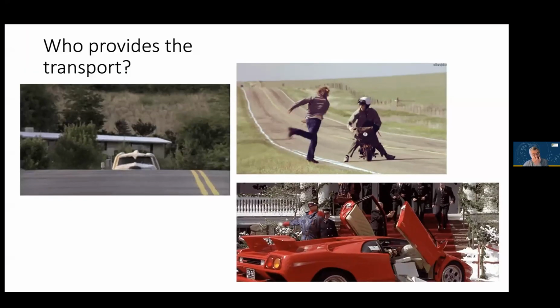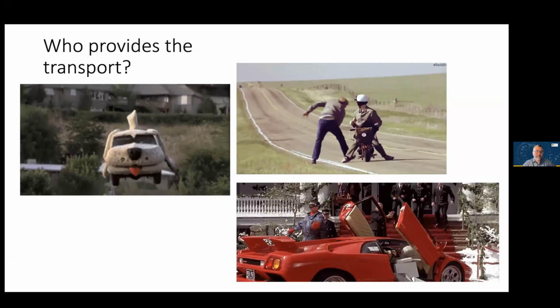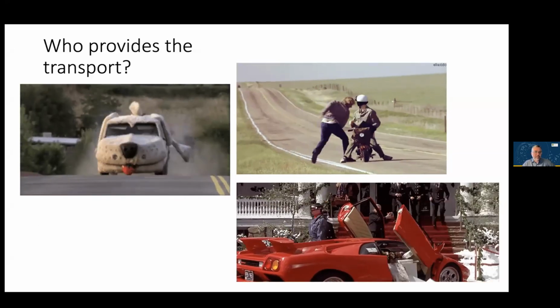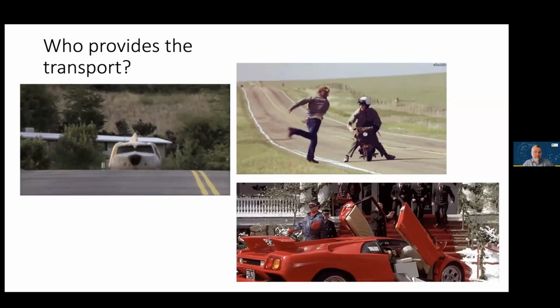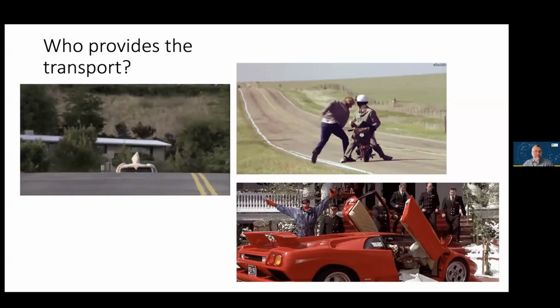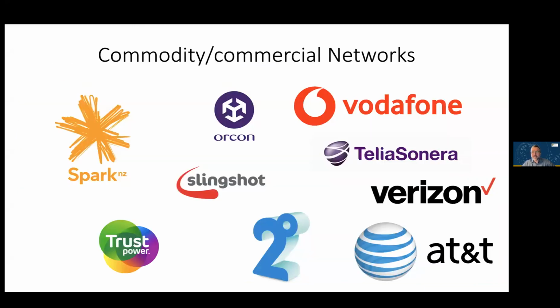All right, so who's providing this transport across the internet or between institutions when it comes to research data or just internet data in general? First up, we have things called commodity or commercial networks. Those are companies like your AT&T, your Verizons, your Spark or Vodafone, if you're international. Those are the types of companies that provide that service. You may have that service in your house today.